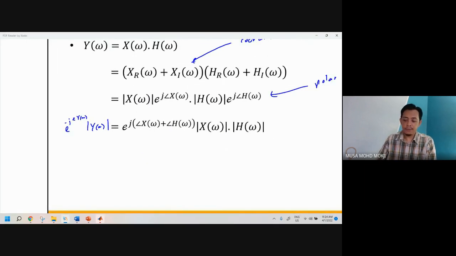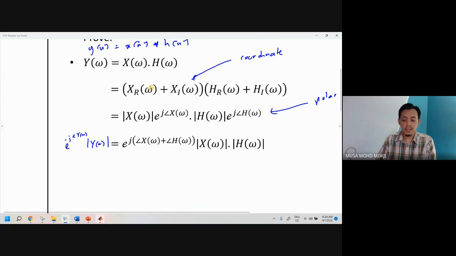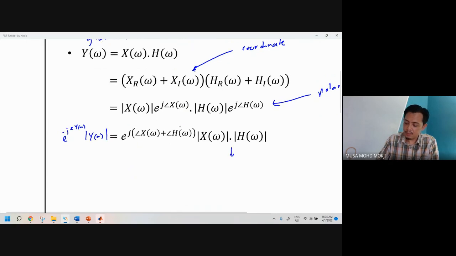If you have a filtering process, this is a filtering process because in the time domain it is a convolution, and this is what we call an LTI system. The operation is a convolution. And what we can see now is that to get your output, you need to multiply both magnitudes. Magnitude is multiplied.